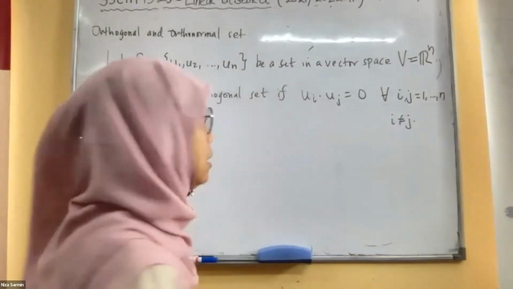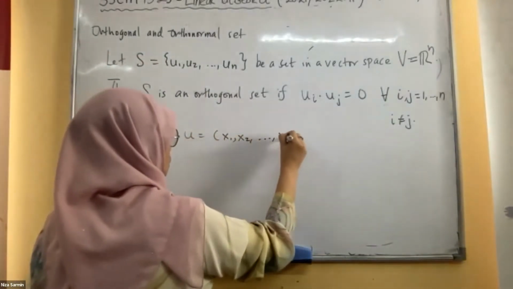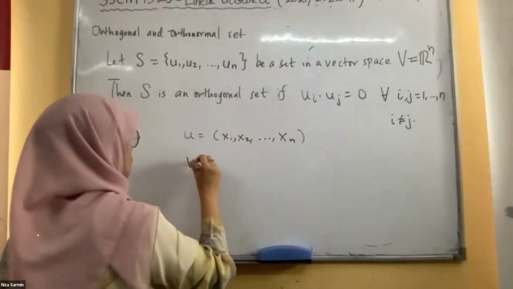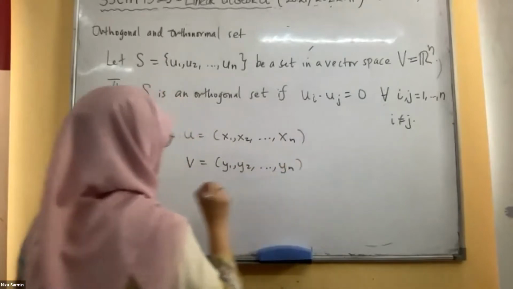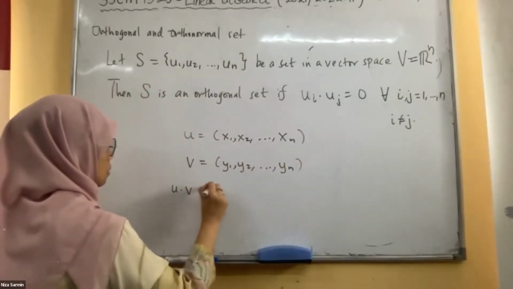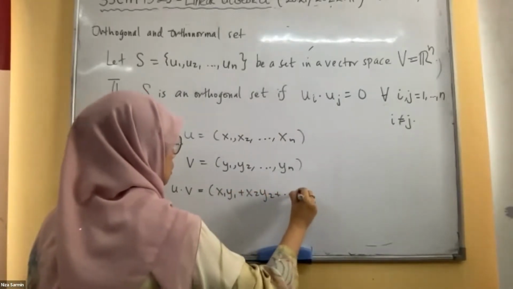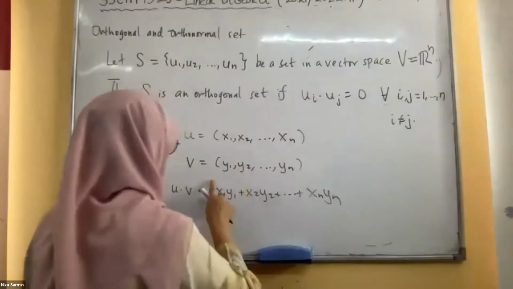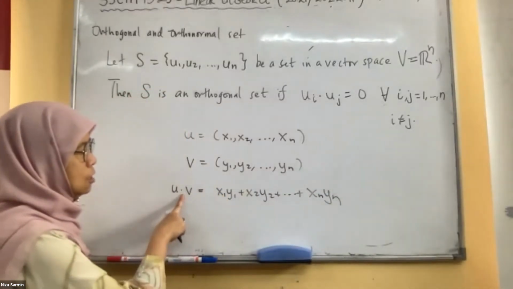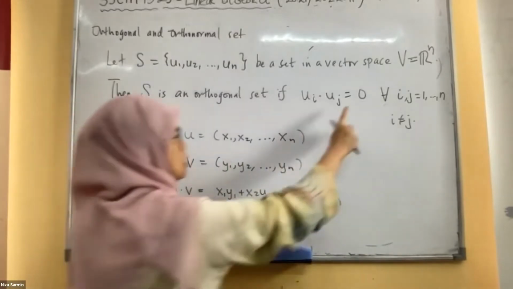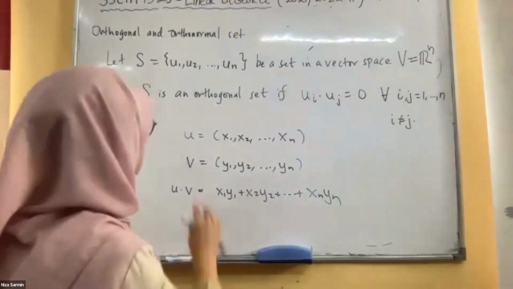This is a dot product, yeah? So if u is (x1, x2, ..., xn) and v is (y1, y2, ..., yn), then u dot v is x1y1 plus x2y2 plus ... plus xnyn. Dot product. That's why we want this equal to 0 as the number 0. Okay, so this is the orthogonal.